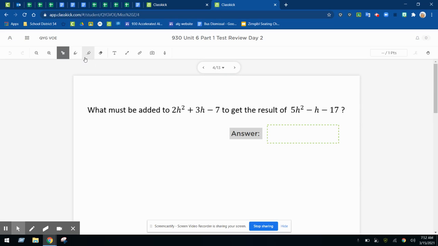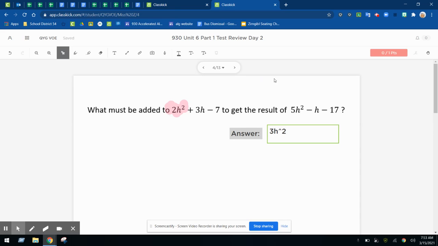Okay, I see a lot of us have trouble with problems like these. It's asking what's being added to 2h squared plus 3h minus 7 to get the result of 5h squared minus h minus 17. So what we're really looking for is just breaking it up piece by piece. From 2h squared to 5h squared, what do I add? 3h squared, right? 2 plus 3 gives us the 5.